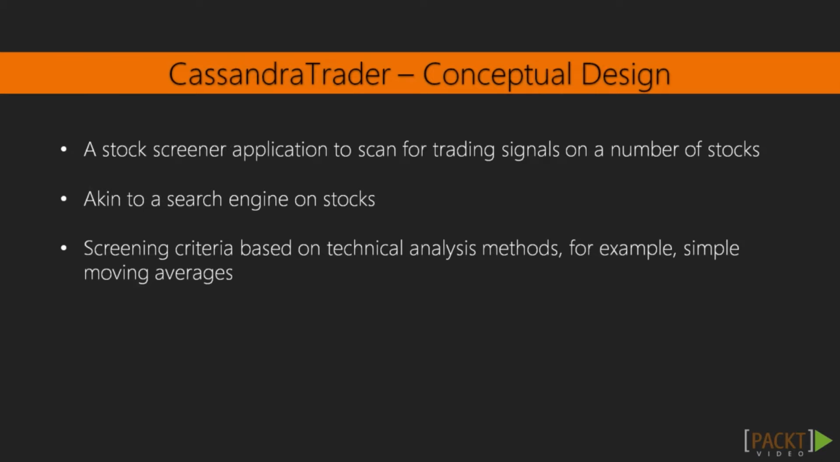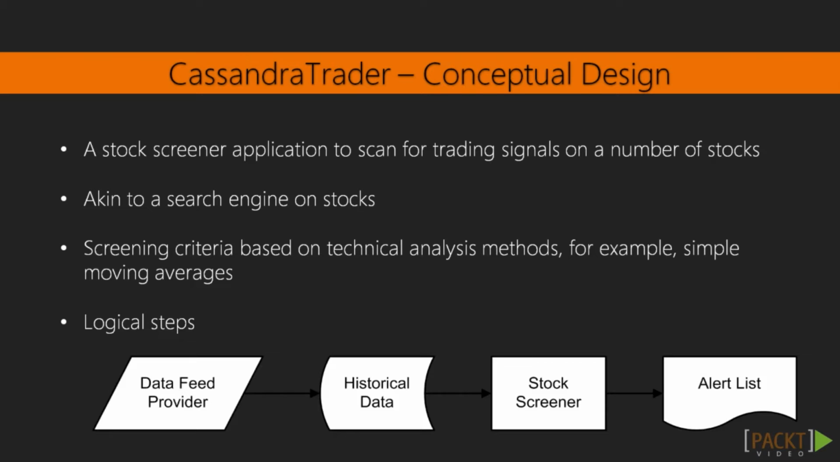Okay, Cassandra Trader serves as a stock screener application to scan for trading signals over the historical data of a stock. As an illustration, we'll use a very simple buying strategy. An alert or trading signal is triggered whenever the close price crosses over its 10-day simple moving average, SMA. So Cassandra Trader should collect and store historical stock quote data from a data feed provider, and then scan and present for trading signals according to our 10-day SMA breakup rule. Not difficult to understand, right?